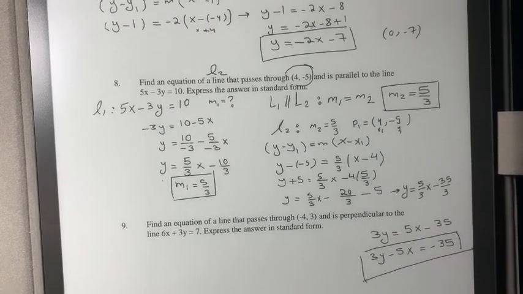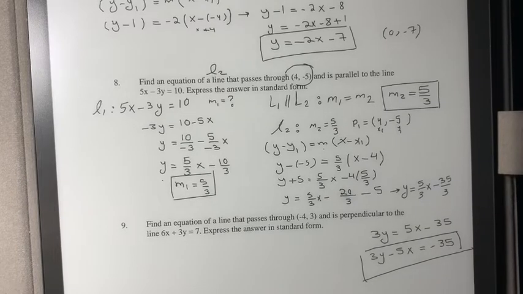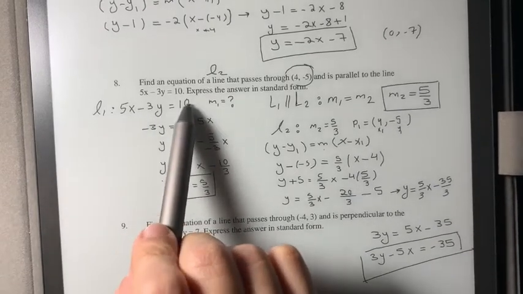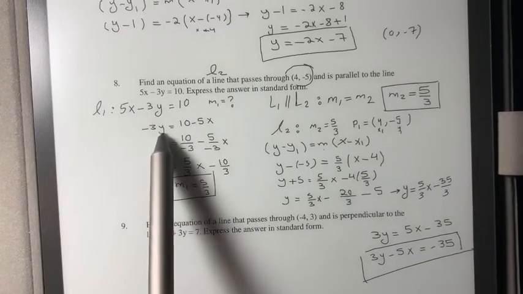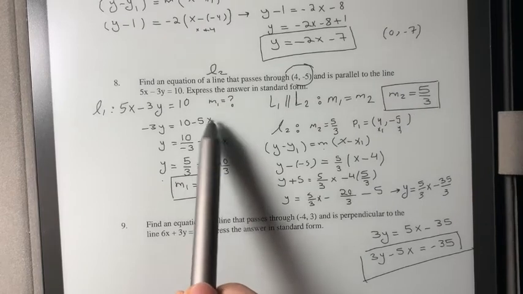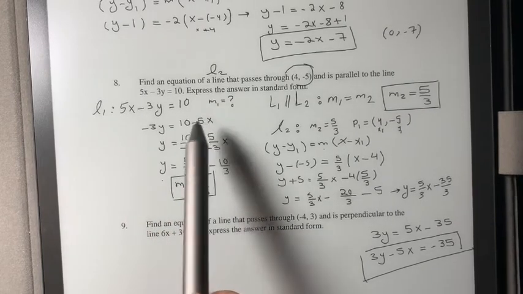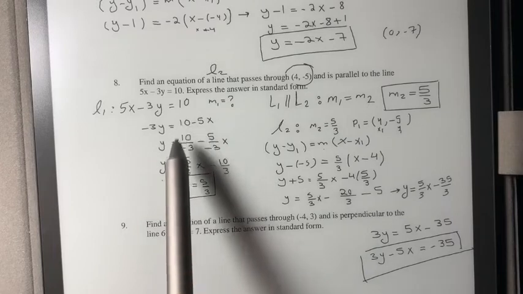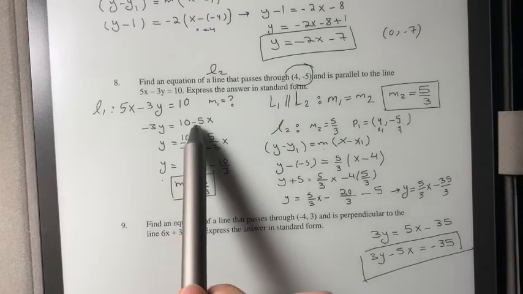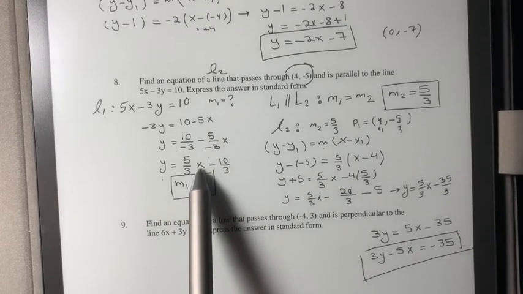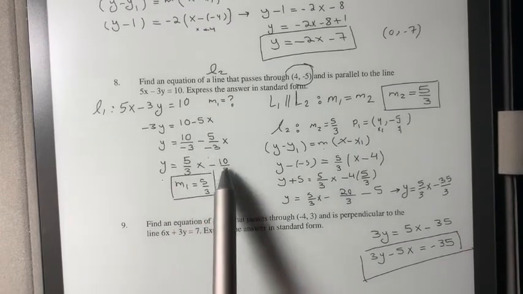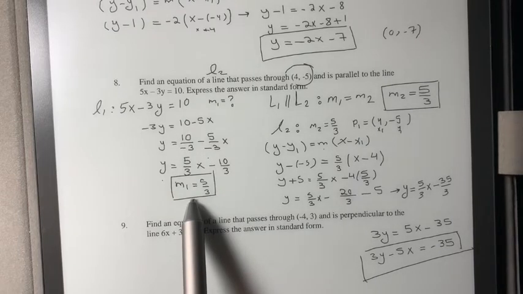Okay, so I hope I didn't have any mistake anywhere. Let me just look at everything. We had 5x minus 3y equals 10, and this was the equation of the first line. Then I said we can keep this here, 10 minus 5x, bring the 5x to the other side, and then divide everything by negative 3. So 10 divided by negative 3, negative 5x divided by negative 3 gives us 5x over 3. And then we have negative 10 over 3, and the slope is 5 over 3.